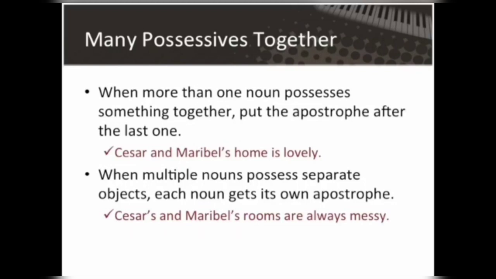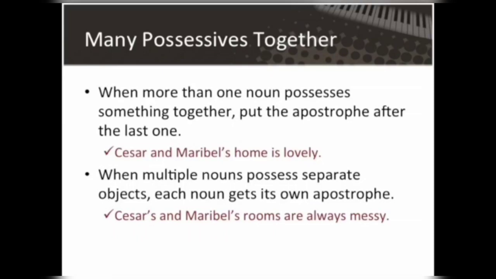Like in number 1. Now two nouns are given and the thing which they possess is equal. Lovely home, right? So that's why, though there are two, apostrophe s will be kept after the last one, right? Not Caesar's and Maribel's. It is Caesar and Maribel's home is lovely because the possession is the same. Whatever they have possessed is the same.